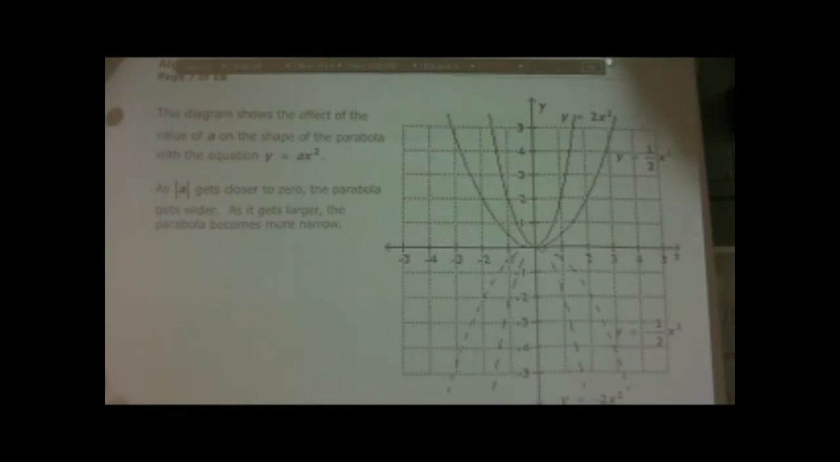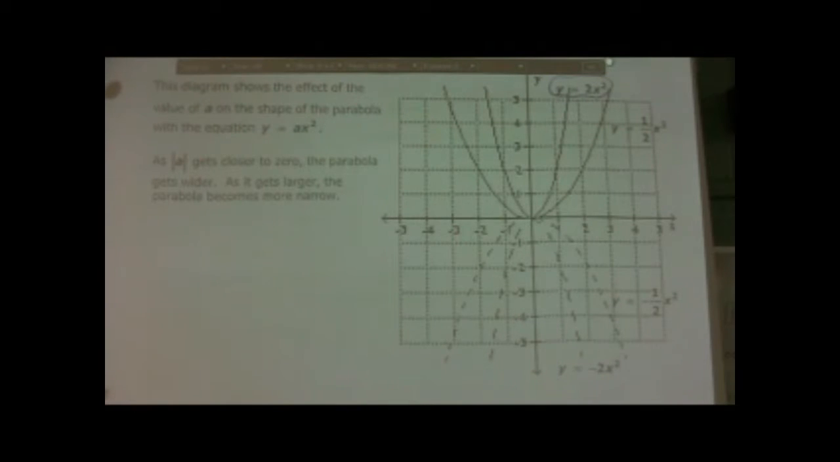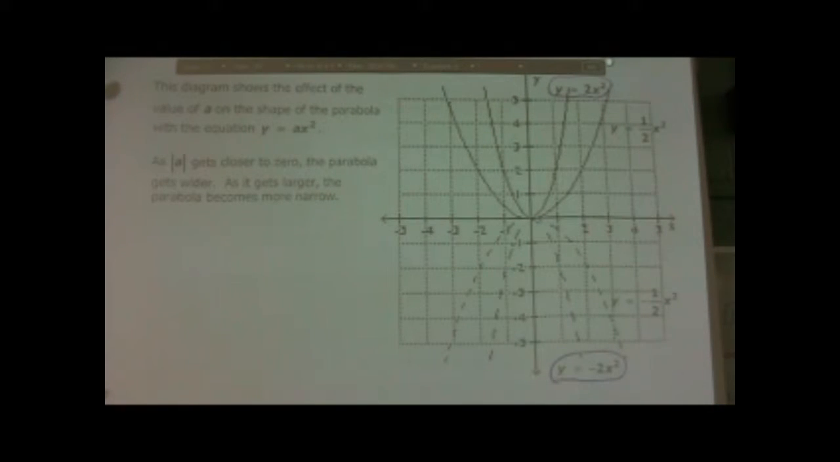All right? If you look at this really skinny one in the inside, this is y equals 2x squared, very skinny. And if you look at the bottom here, the upside down very skinny one is y equals negative 2x squared. The larger that a number is, positive or negative, the skinnier that parabola is.